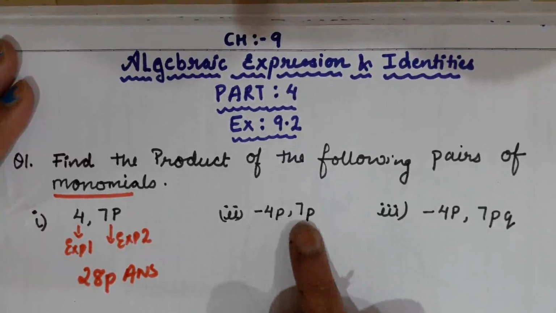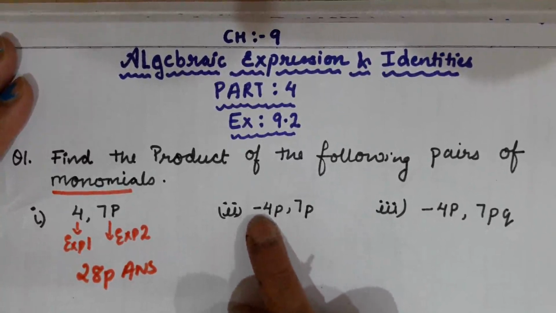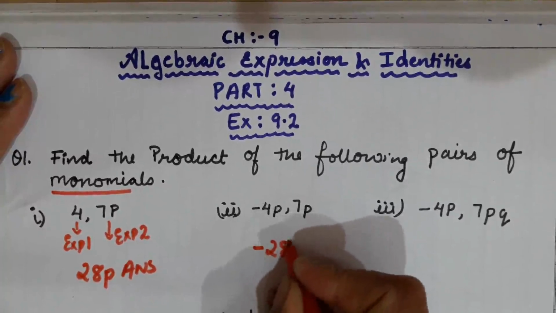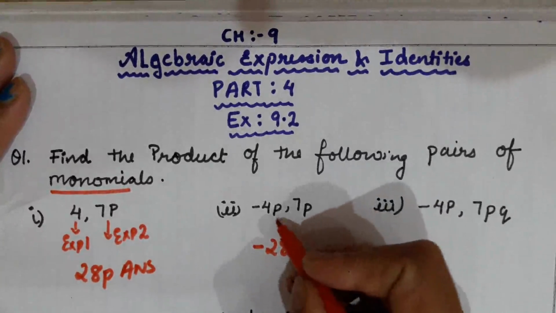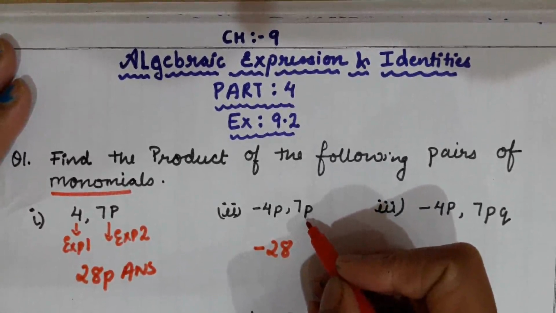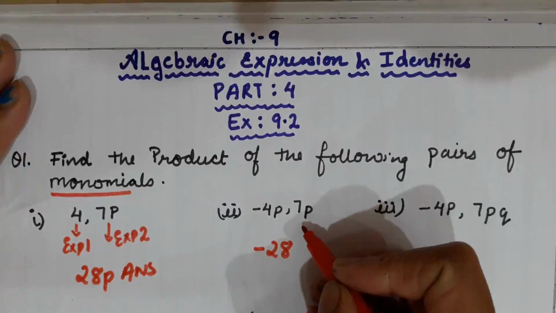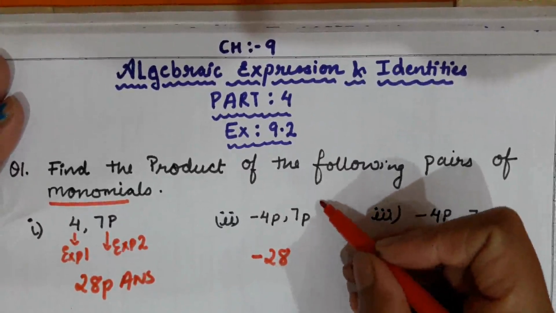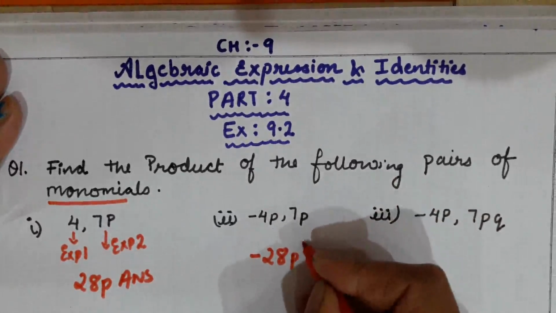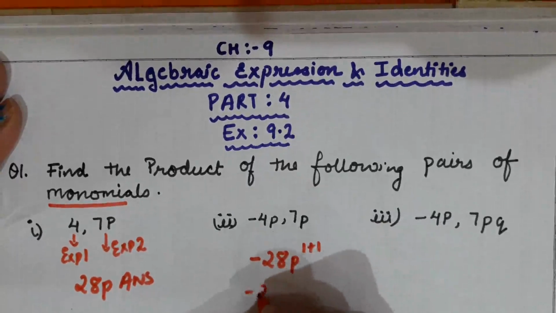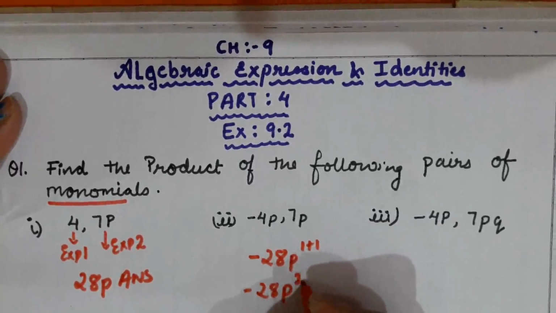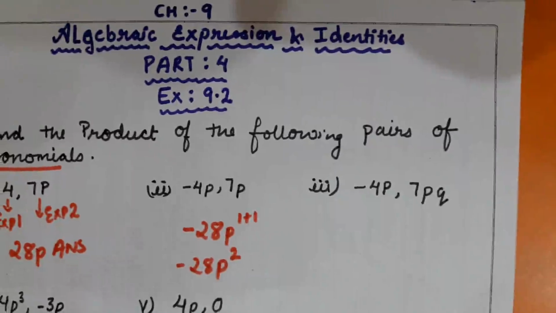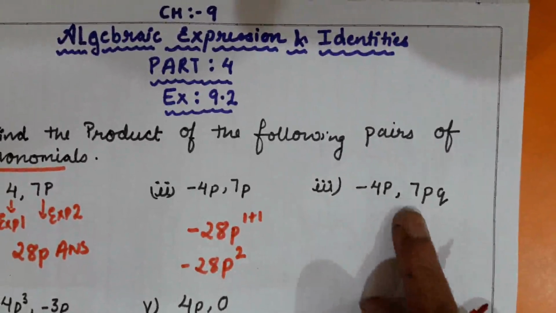Both have one term. So minus 4 multiplied by 7 gives you minus 28. Now this p and this p are multiplied with each other. In multiplication, powers always add. So p has one power and this p also has one power, so we can write 1 plus 1. It gives you p square. Getting my point?